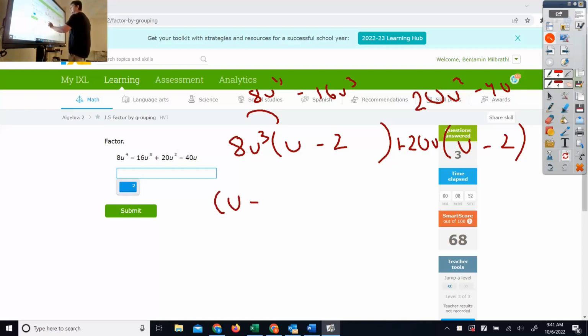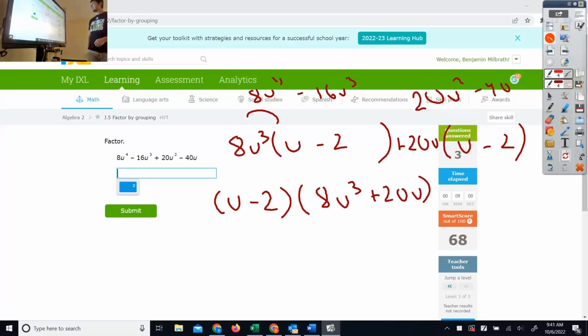So the common factor is u minus 2, and the stuff left over is 8u cubed plus 20u. So I see why this one's up here. How far do they want to take this thing? Because you're not actually done factoring.